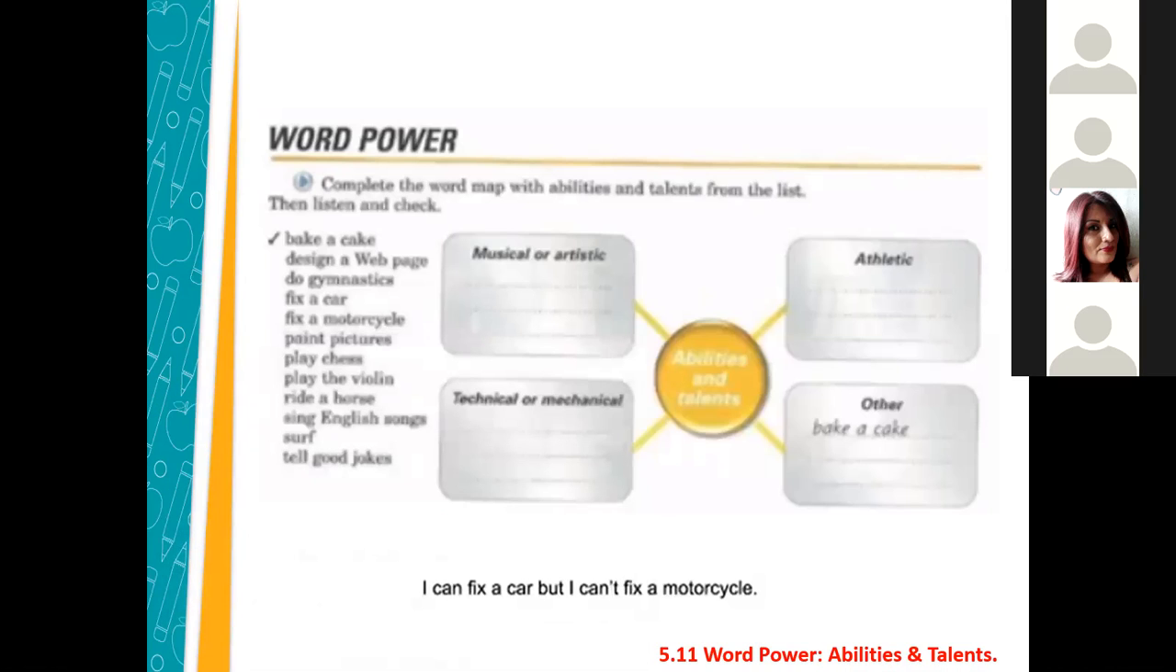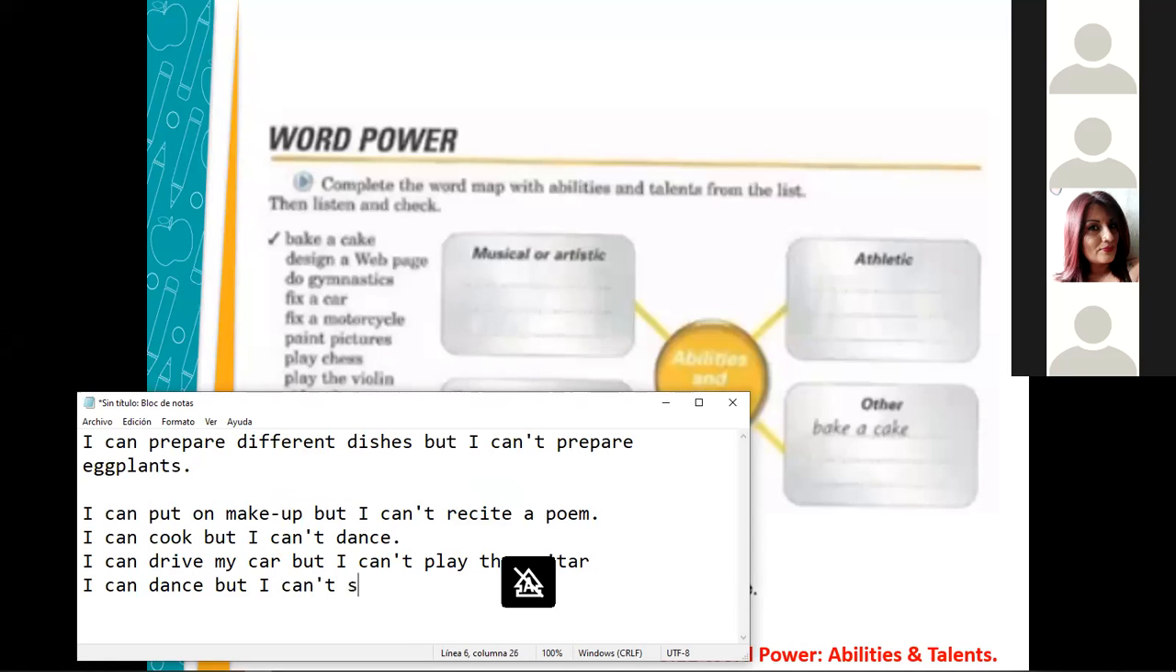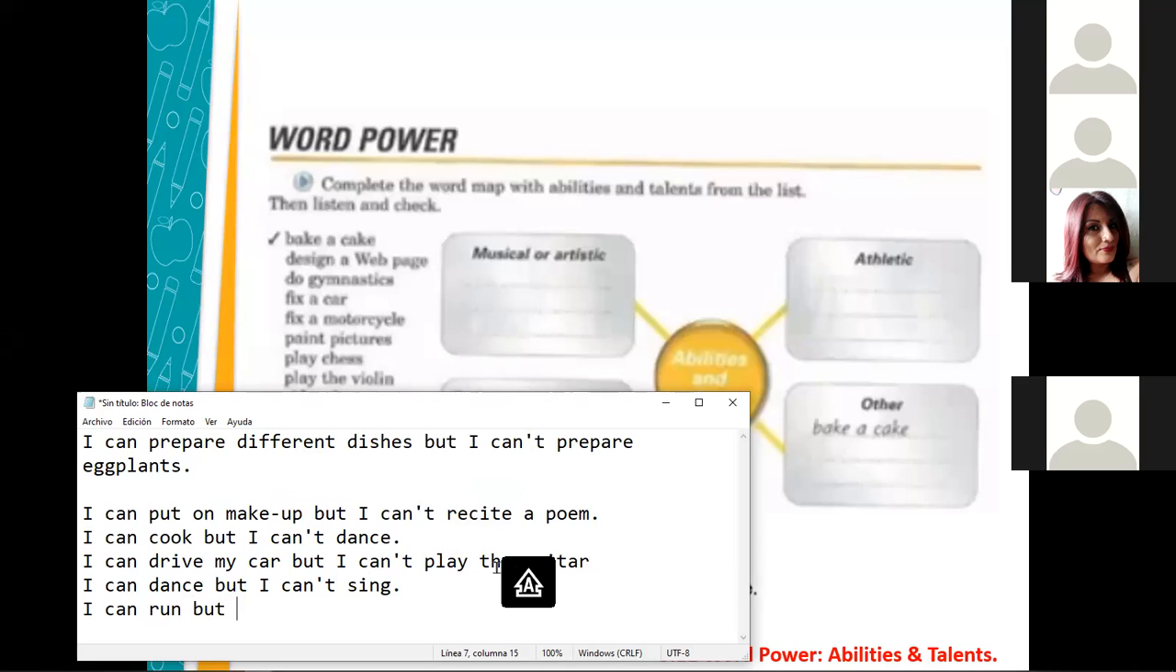Mi teacher. Okay, Clarita, dígame. I can drive my car. I can play the guitar. I can cut. I can draw. I can dancing. I can sing. I can run. I can play the guitar. Oh, okay, ya la había incluido.